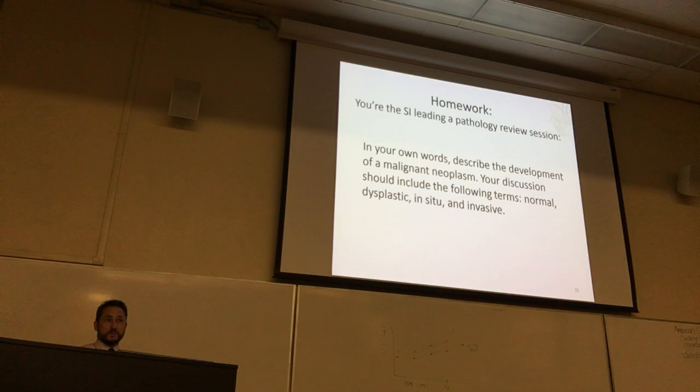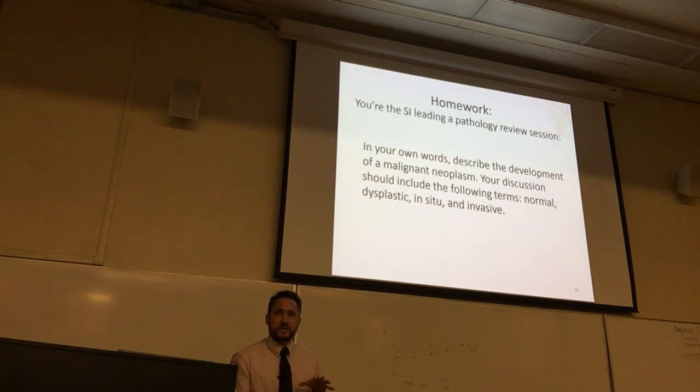So now we're using all these big words, but now you know what they mean. In your discussion, include the following terms: normal, dysplastic, in situ, and invasive. See if you can describe some of the mutations that would be necessary for this neoplasm to become metastatic. And maybe pick a tissue. Say, you know what? I'm going to say that it starts in the colon, and it actually moves to the liver. Okay? And how is it going to do that?